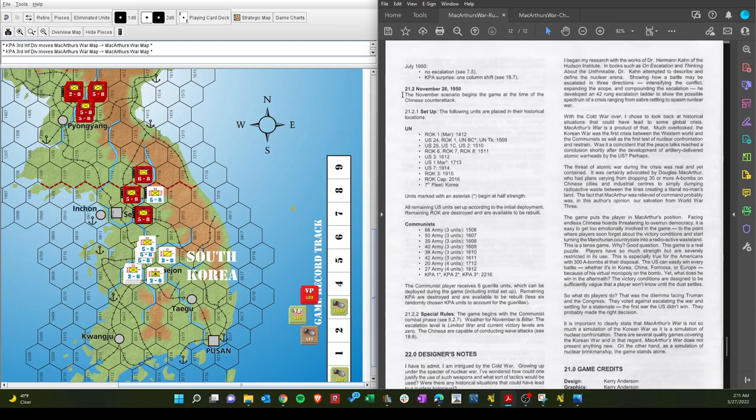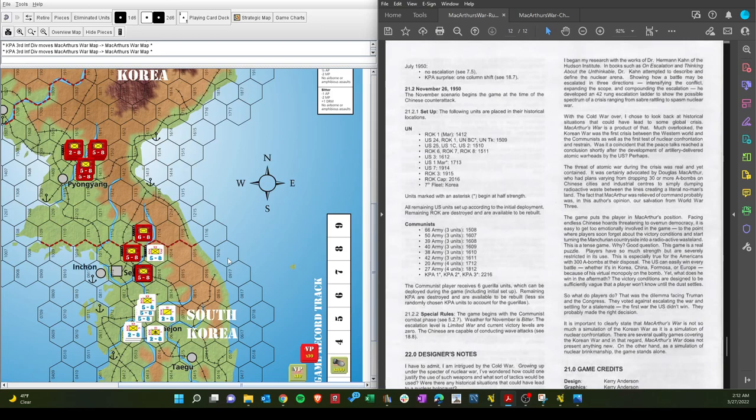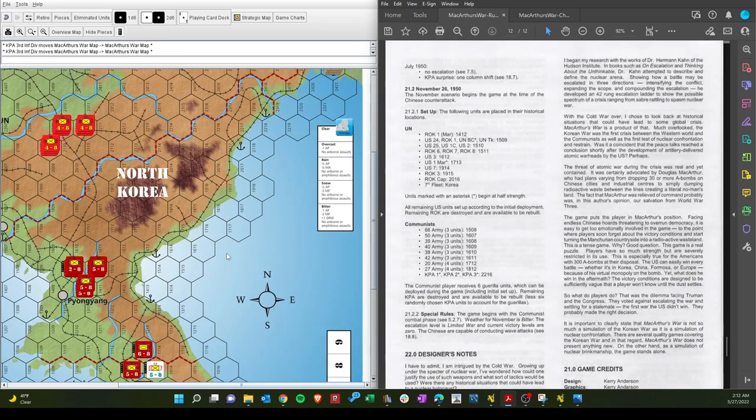There is another scenario, November, when the Chinese start flooding across the border, with units placed historically. All remaining U.S. units set up according to initial deployment; remaining ROC units are destroyed and are available to be rebuilt. Communists, this is how they get in the game, basically. They don't start in China. They start at 1508. Looks like they start right on the border, I would guess.